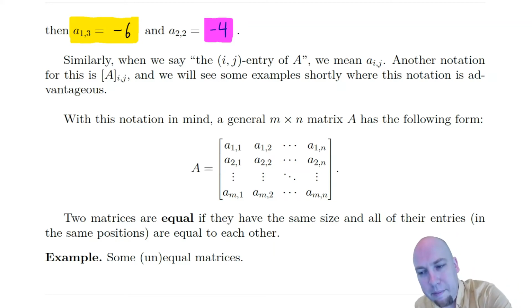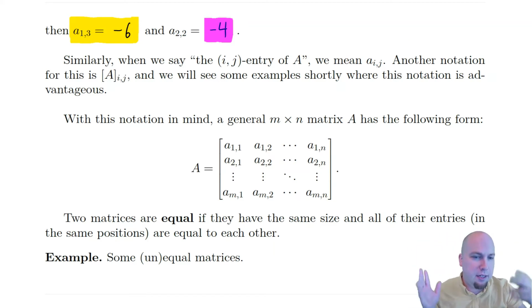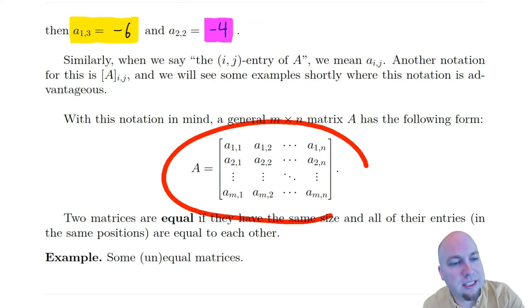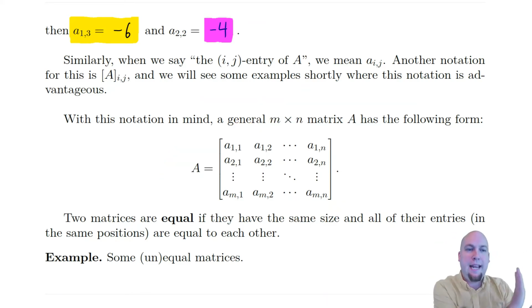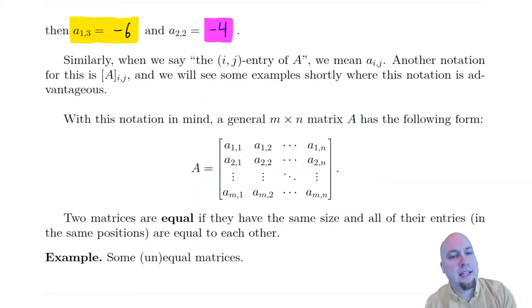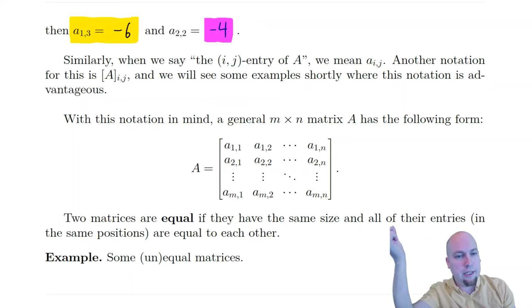All right, so if you throw all this together, then a general matrix looks something like this. If it's an m by n matrix, so m rows, n columns, then we can write it down like this, where A11, remember that means the top left entry, the 1,1 entry, first row, first column.